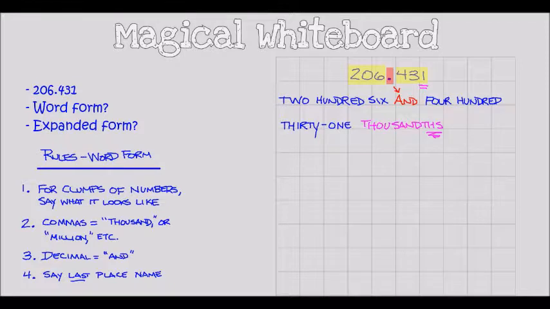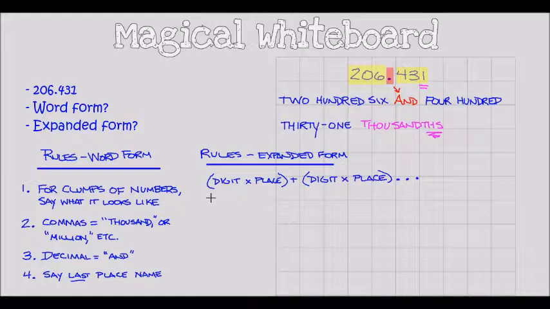All right, so now let's talk about our rules for writing numbers in expanded form. It's not really a list of rules, it's more just a pattern that we follow when we write our number in expanded form. And our pattern looks like this.